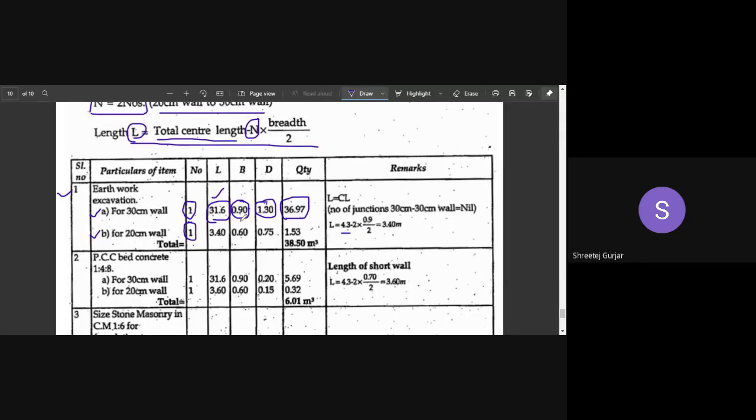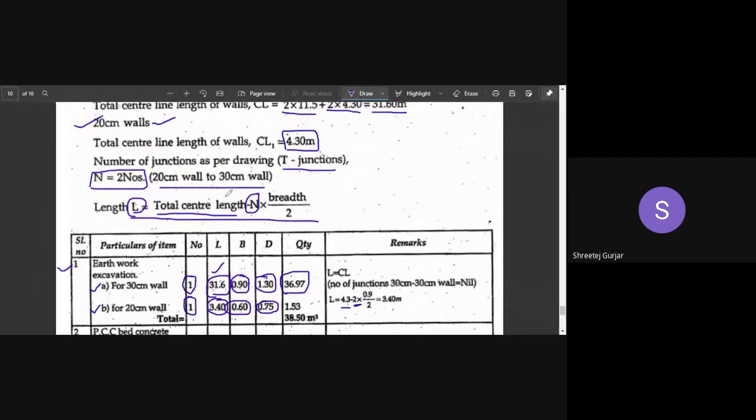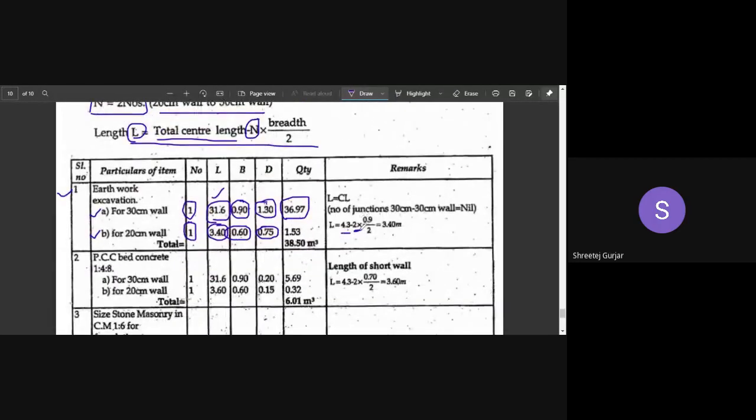So coming to your 20 centimeter wall, we know the width of the 20 centimeter wall foundation is 0.6, and the depth of foundation from ground level to foundation level is 0.75. We have seen in the previous long wall short wall method, it is the same quantities. Coming to your length calculation, we need to use the formula now. Total centerline length we know is 4.3, and the number of junctions is 2 for your 20 centimeter wall.